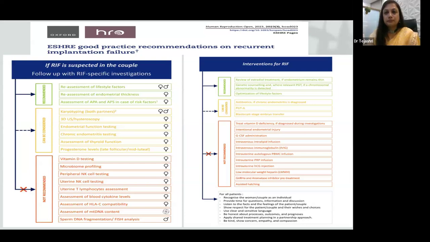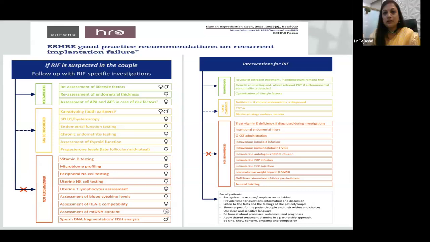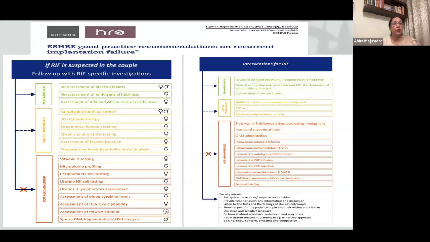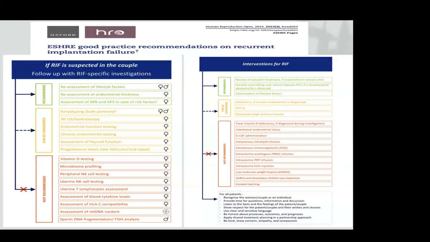Do we see APS, APLA in RIF? Not in all patients. No, we don't see it in RIF; we only see it in multiple miscarriages, RPL. So I don't do assessment of APLA in these cases. But in this guideline it says that if there are risk factors, then you should definitely do it, and if the risk factors are not there, then APLA testing can still be considered.